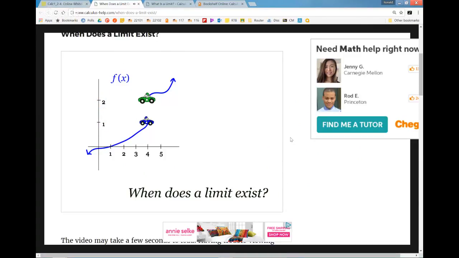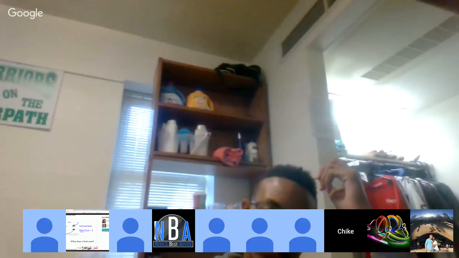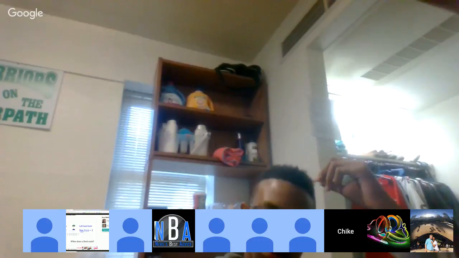We call the height at which we arrive from the right the right-hand limit of f of x as x approaches 4 from the right. We note this with a little plus sign in our limit symbol. The height we arrive at from the left is called the left-hand limit of f of x as x approaches 4, and it is denoted with a little negative symbol. Mathematically, in order for the limit to exist, both the right and the left-hand limits must be equal.